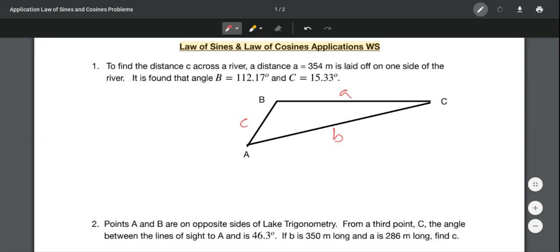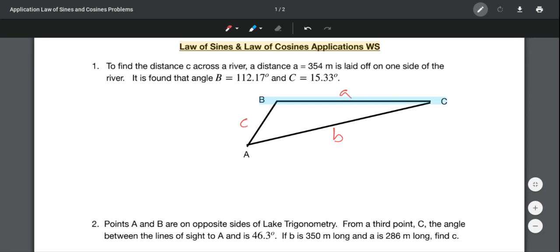So to find the distance C across a river, a distance A, which is equivalent to 354 meters, is laid off on one side of the river. It is found that angle B is 112.17 degrees, and angle C is 15.33 degrees. Now, what we're going to do is use the information we're given. I like to always highlight it just to see what we're working with here. So we are given A, we're given B, and we're given C.